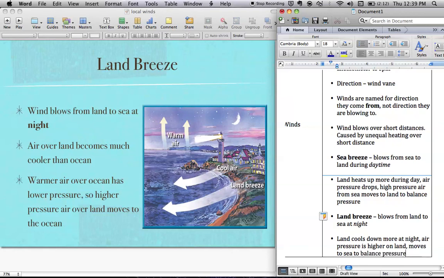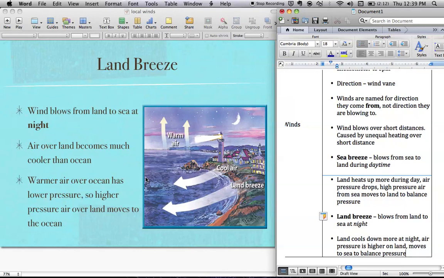So this is the total opposite of the sea breeze. At night, the land is cooler, the ocean stays about the same. Right? During the day, though, it's cooler than the land. At night, the land cools off so much that the ocean is warmer than the land is. So we have this higher pressure air on the land, and it's going to blow out to sea at night.